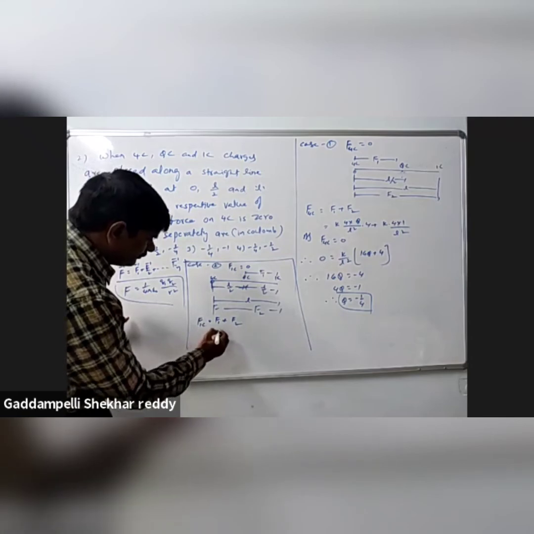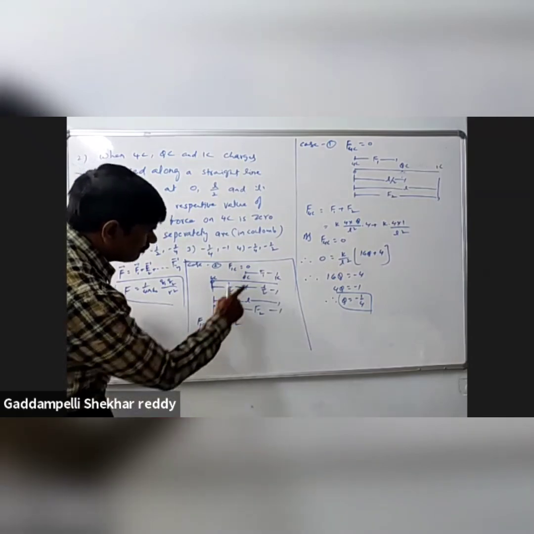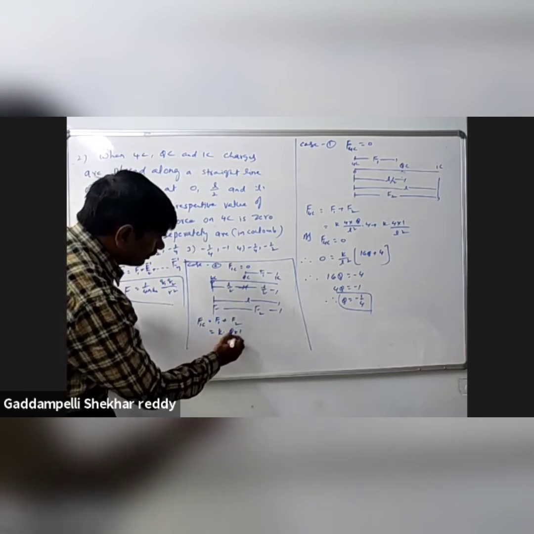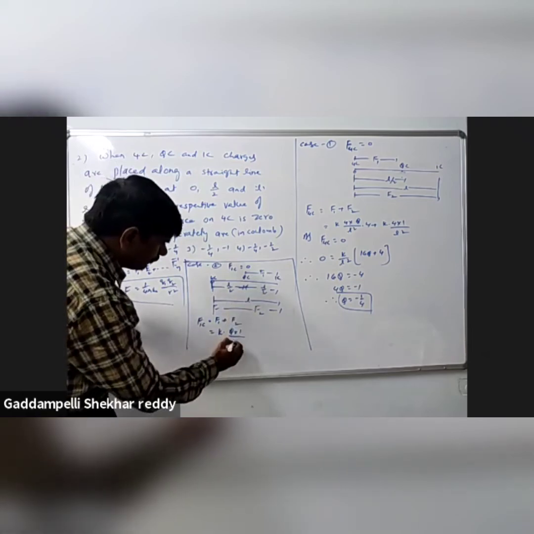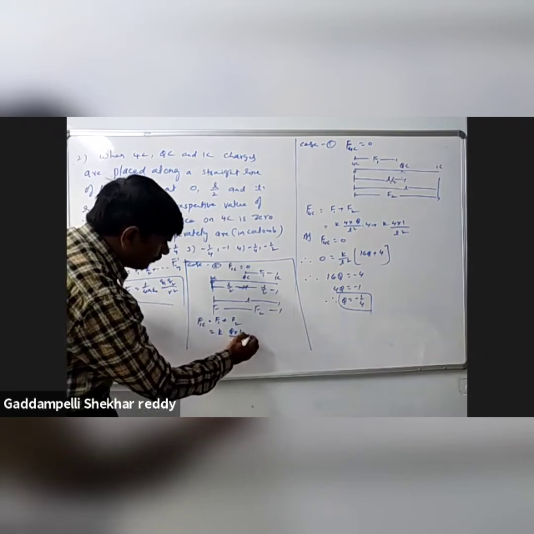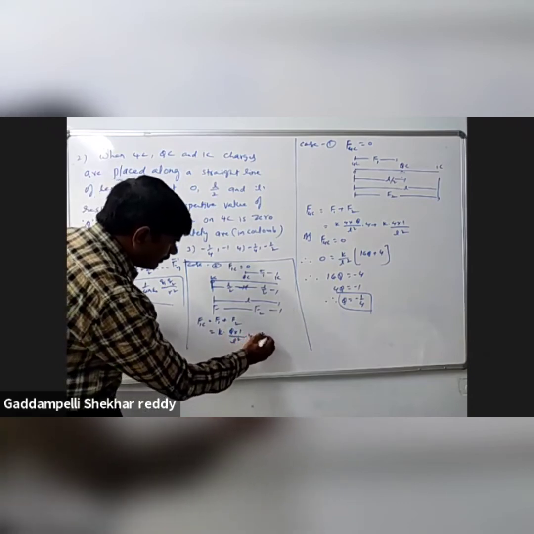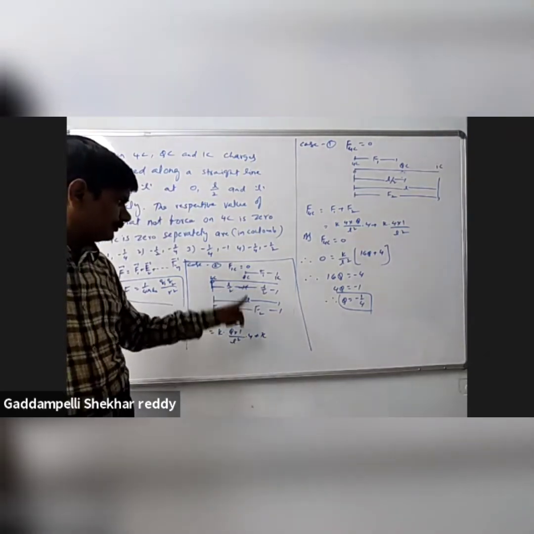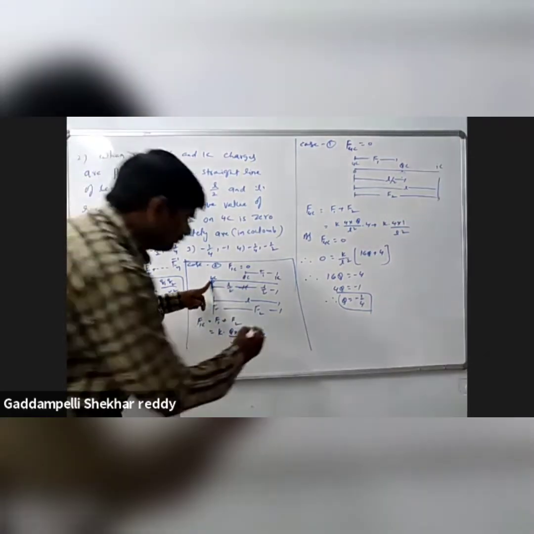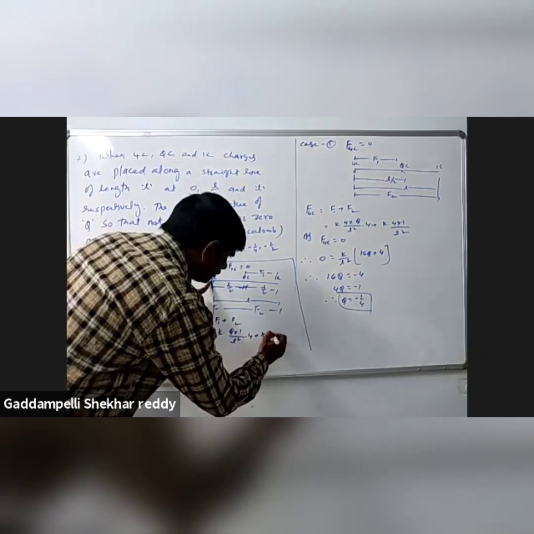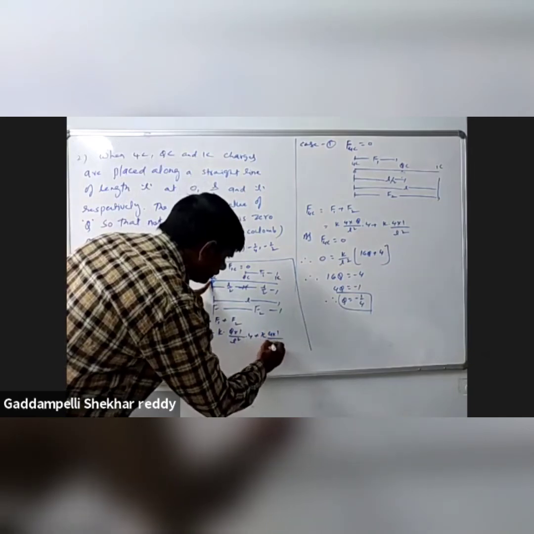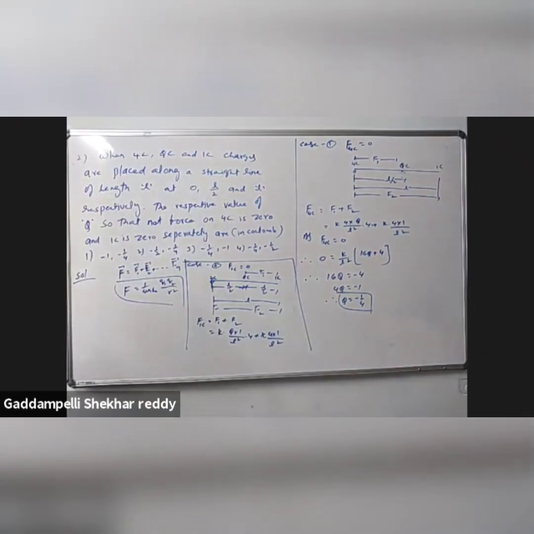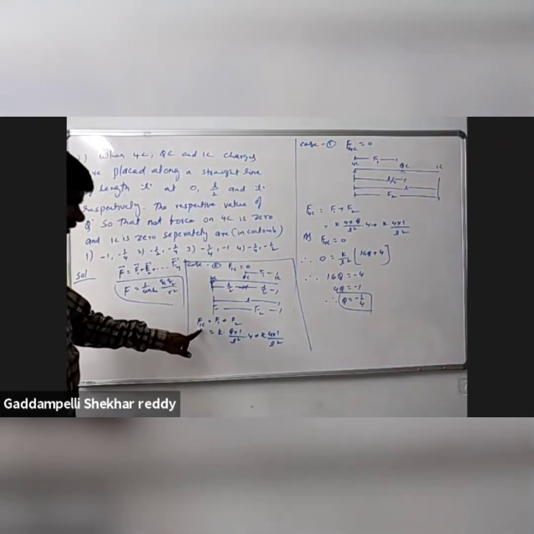Same thing here, K common. F1 means one charge Q, next charge 1. What is the distance? L by 2, so L square into 4, K value. Second force: 4 into charge 1. What is the distance? L square. So this value, how much?